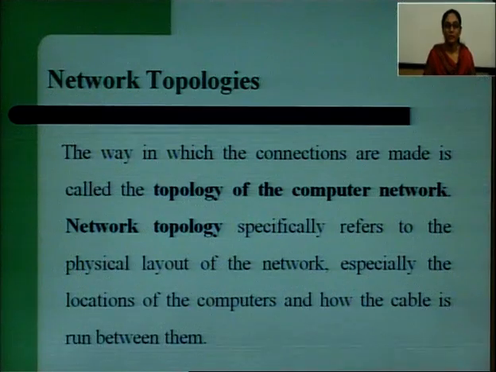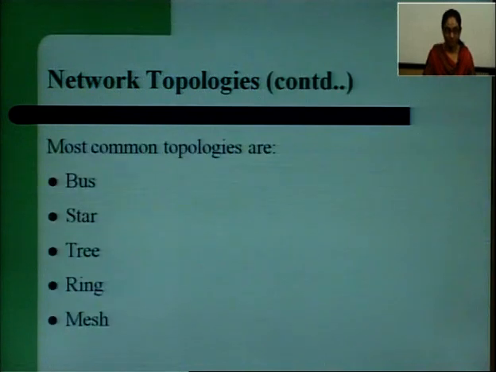Each other and how the cable is run between them. So the way in which connections are made is called the topology of the computer network. The network topology specifically refers to the physical layout of the network, especially the location of the computers and how the cable is run between them. So network topology is basically the connections which are made between the computer systems and how the cable is run between those computer systems.